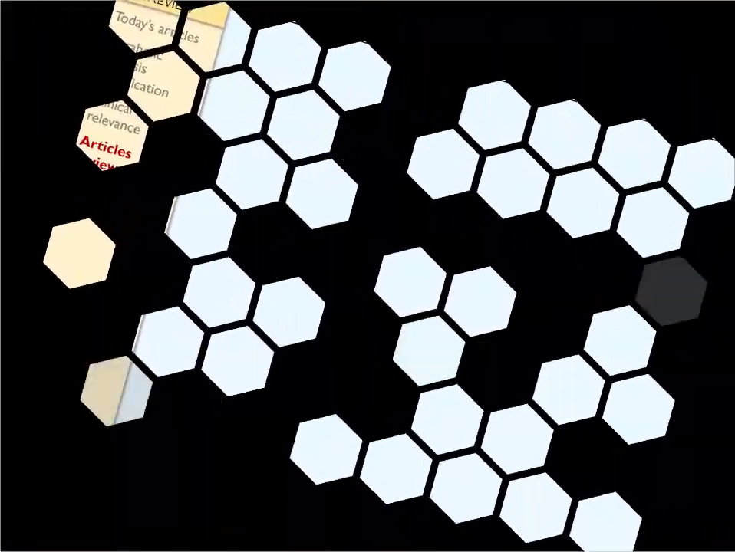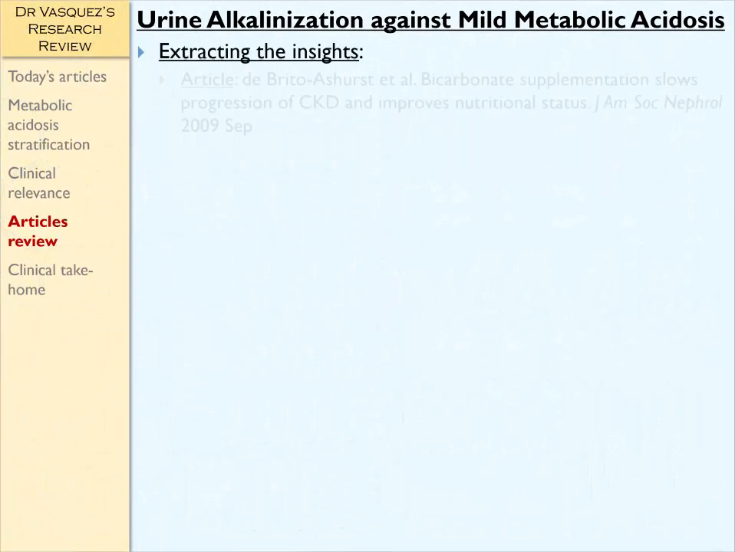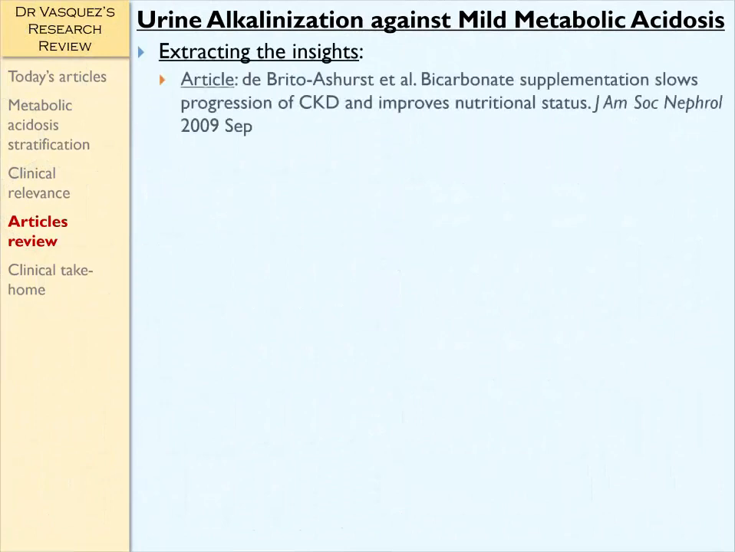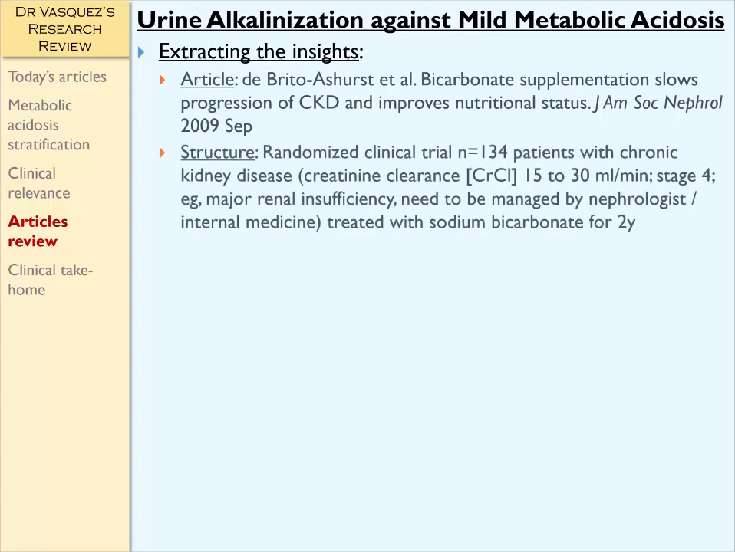The next article is titled, Bicarbonate Supplementation Slows Progression of Chronic Kidney Disease and improves nutritional status. You can see this was published again in the Journal of the American Society of Nephrology, 2009. This is a randomized clinical trial involving 134 patients with chronic kidney disease with a creatinine clearance of between 15 and 30 milliliters per minute.